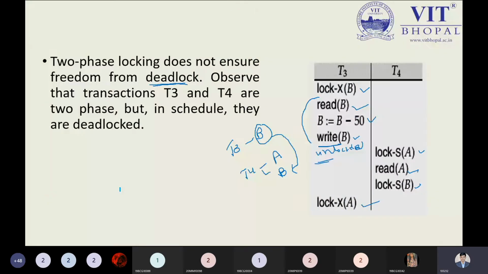So two-phase locking does not ensure freedom from deadlock. Yesterday we observed this diagram with transactions T3 and T4. What was the deadlock?